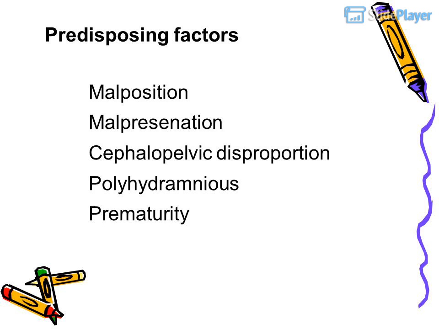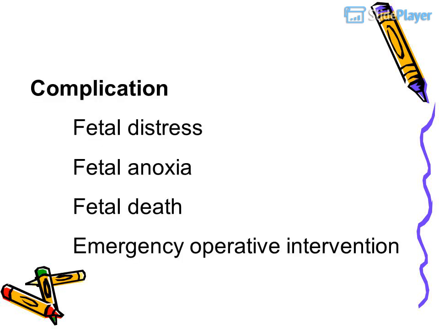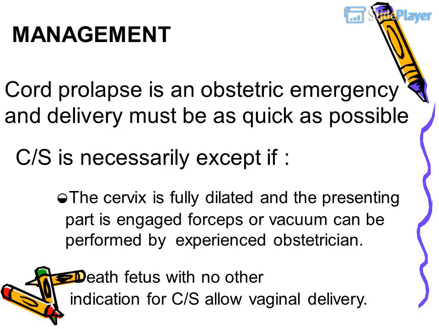Predisposing factors: malposition, malpresentation, cephalopelvic disproportion, polyhydramnios, prematurity. Complications: fetal distress, fetal anoxia, fetal death. Management: cord prolapse is an obstetric emergency and delivery must be as quick as possible. CS is necessary except if the cervix is fully dilated and the presenting part is engaged.